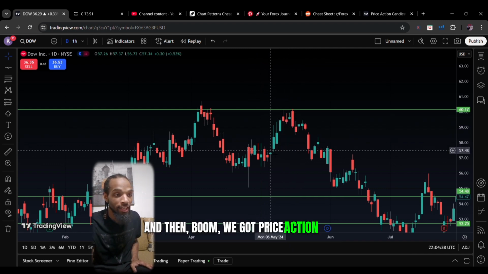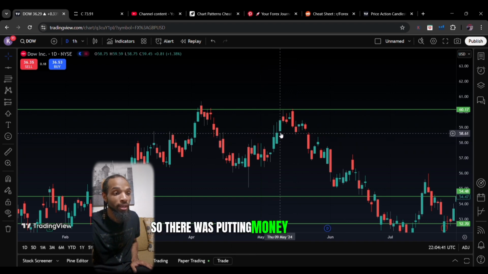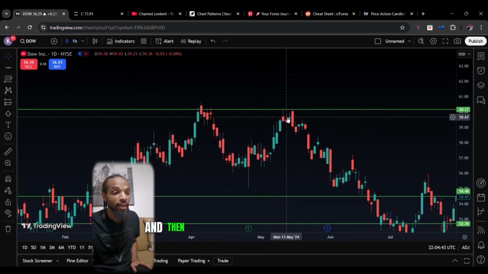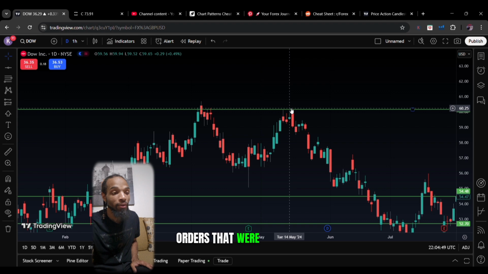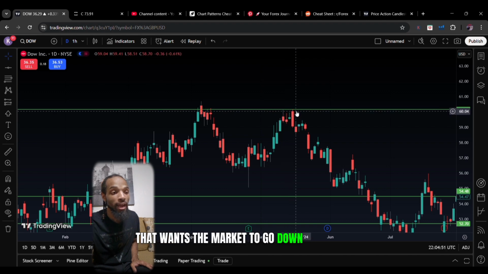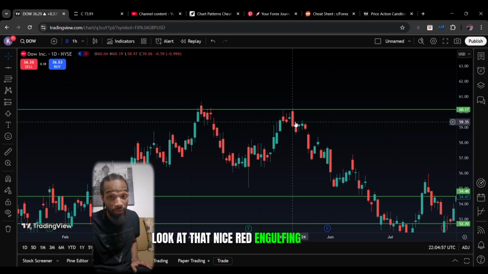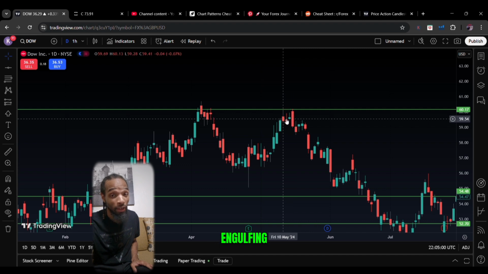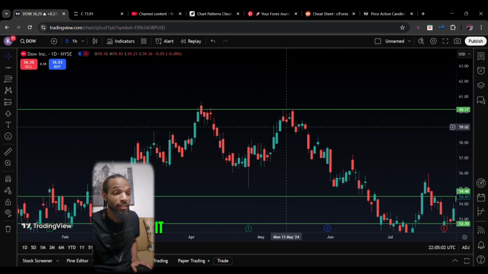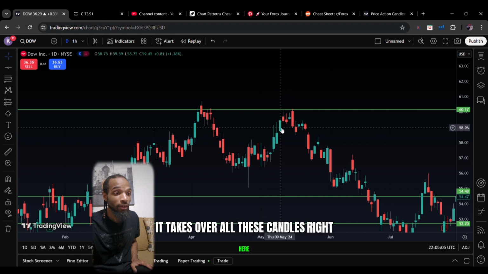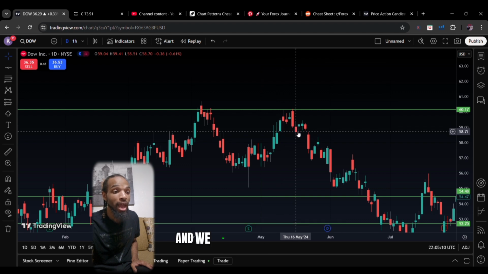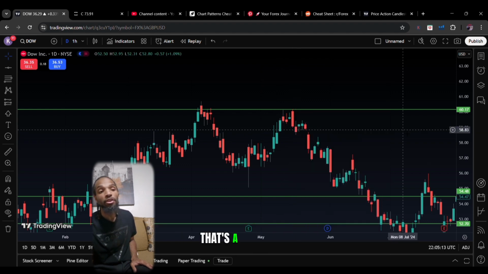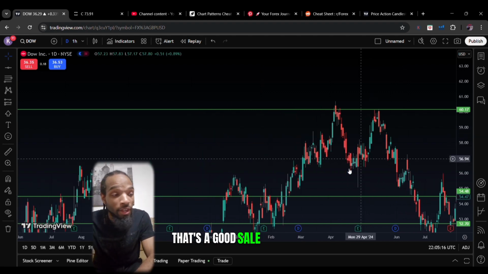And then boom, we got price action right here. So they was putting money in, and then something happened to where it possibly started hitting unfulfilled orders that were right here that wants the market to go down. And then boom, look at this long candle. Look at that nice red engulfing candle. Remember that? Engulfing. We got that right here. It takes over all these candles right here, about half or a little more than half of this one. And we have it continuing on. That's a good sell. That's a good sell right there.